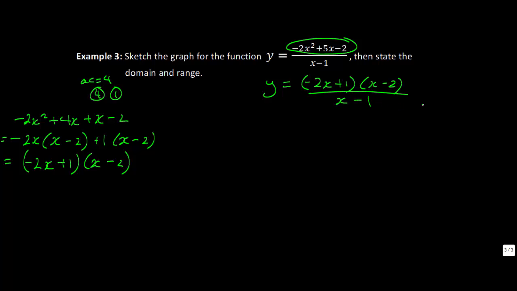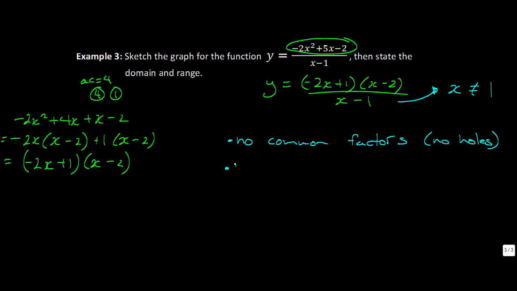So I think it's fairly clear to see here that the first thing we can say is we have no common factors, nothing that's going to simplify in the numerator and denominator. So therefore there's going to be no holes in the graph. We do have a restriction. The restriction, of course, from here is that x cannot equal 1. So we are going to have a vertical asymptote.